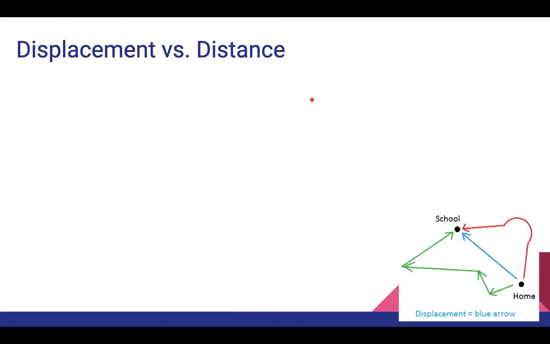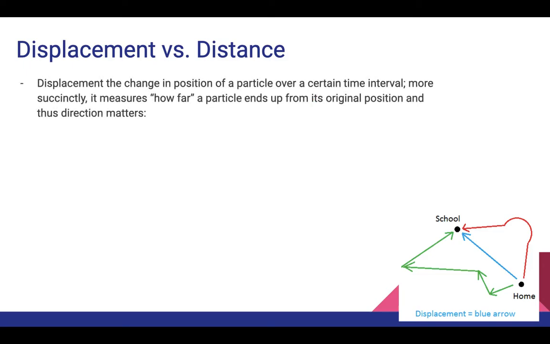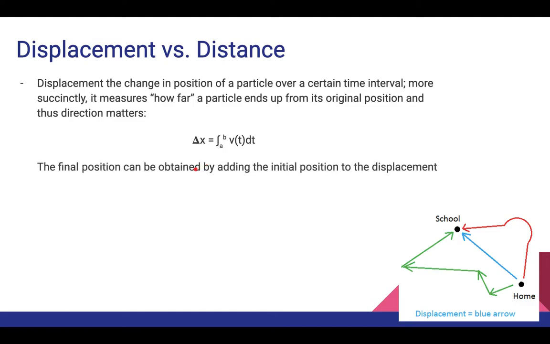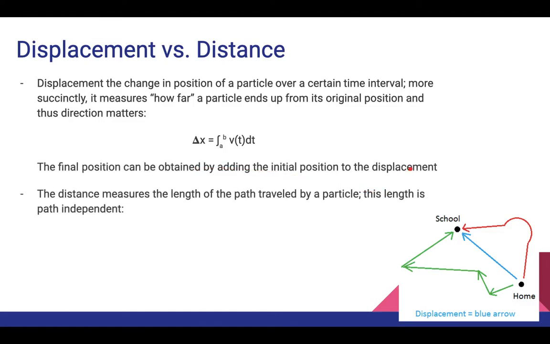Displacement versus distance. Recall that displacement is the change in position of a particle over a certain time interval. More succinctly, it measures how far a particle ends up from its original position, and thus direction matters. Displacement is the integral of our velocity function from some time t equals a to some later time t equals b. The final position can be obtained by adding the initial position to the displacement. Again, the idea being is initial plus change or plus displacement gives you final.